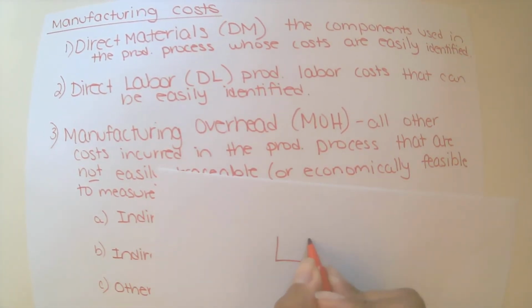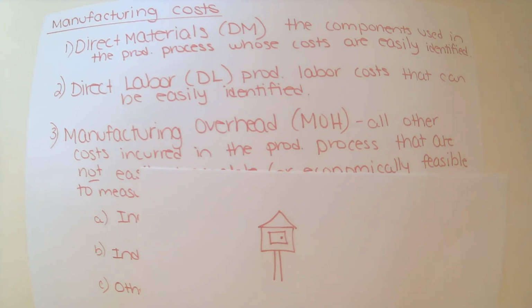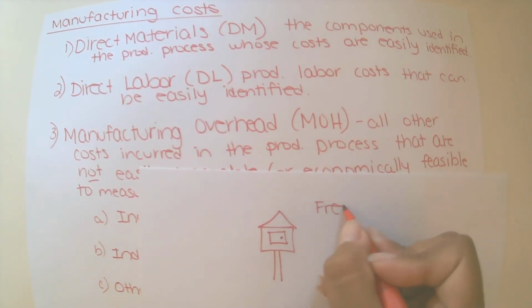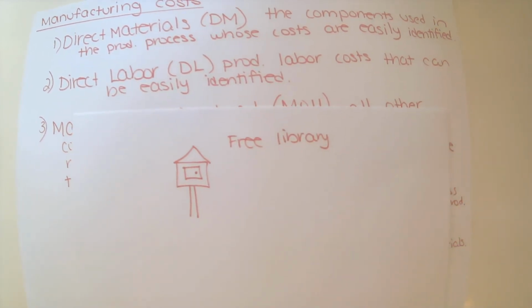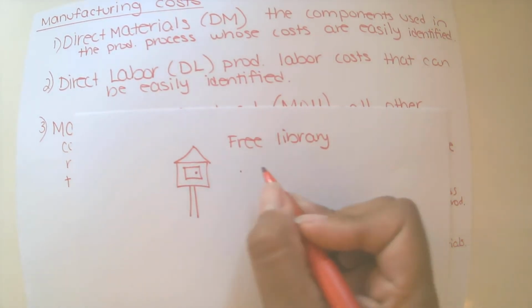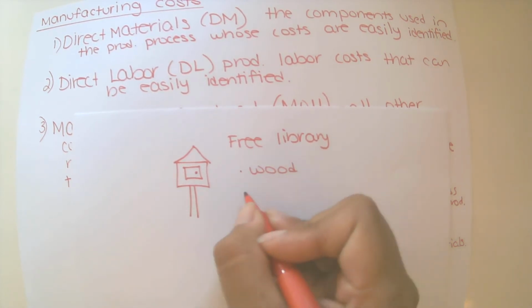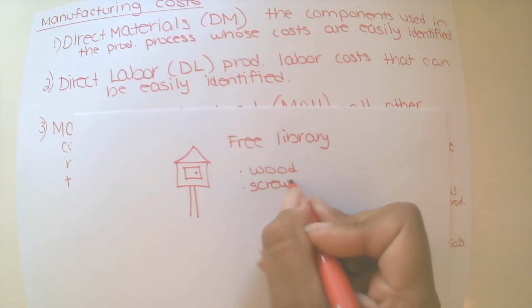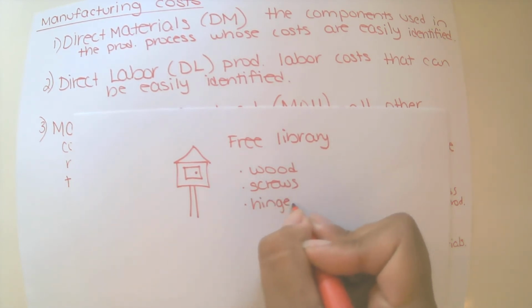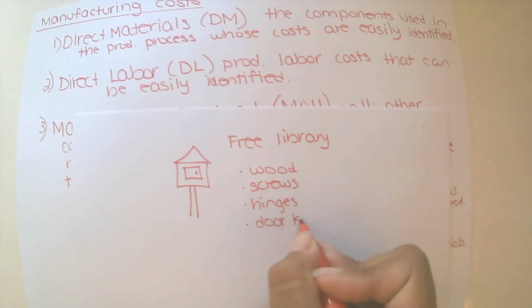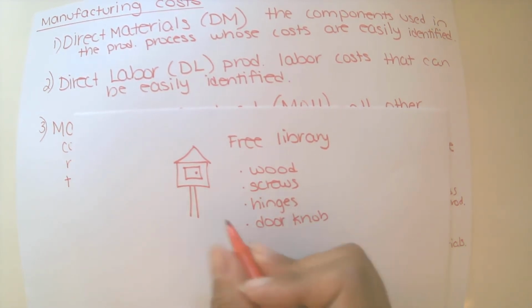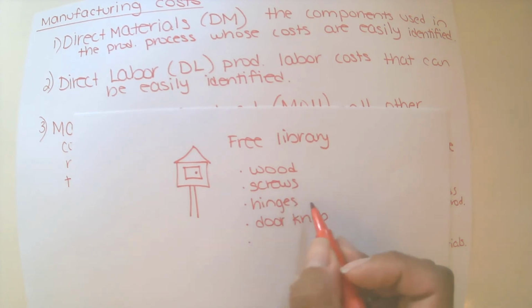So recently, we built a free library at my house. It's something I'd always wanted, and then with shelter in place, we decided to go ahead and do it. When we started making it, we had to go first to Home Depot, and we had to buy wood. We had to buy screws. We had to buy hinges. We had to buy a doorknob. We had to get 2 sets of latches.